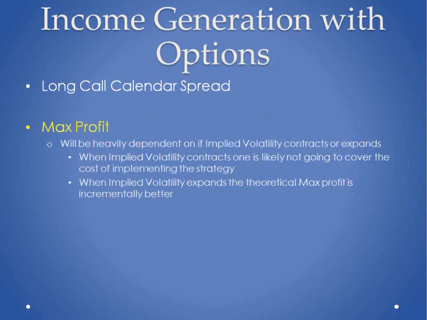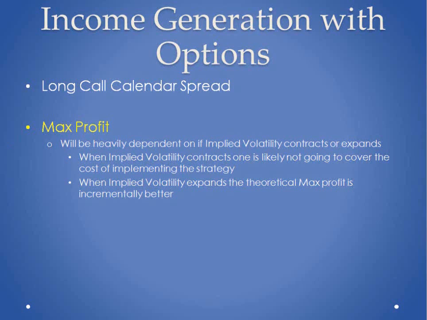The max profit will be heavily dependent on the implied volatility of the contract in the further duration. We want that implied volatility to expand, because otherwise it's not likely going to cover the cost of implementing the strategy. Now, with this being said, we want this implied volatility in the further duration months to expand at a rate to which it will surpass the theta decay that it's seeing.